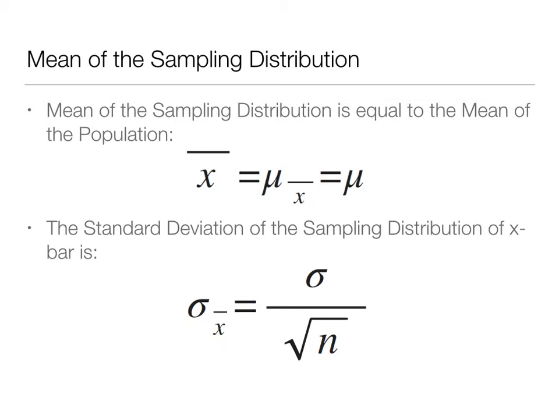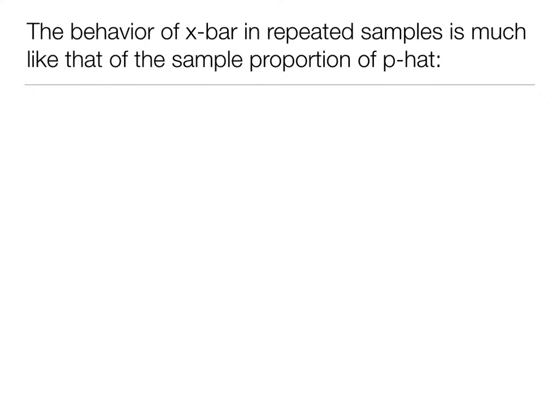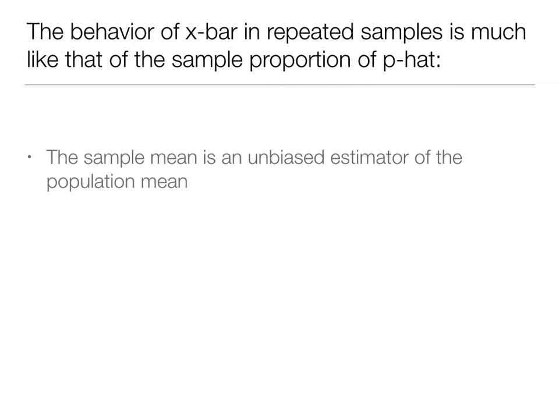Yes. Go Wildcats. The behavior of x bar in repeated samples is much like that of the sample proportion p hat. So a lot of the things that we saw yesterday with the sample proportion, it sounds like deja vu. If you don't know what deja vu is, go ask Miss Taylor. But anyways, like the sample proportion, the sample mean is an unbiased estimator. So that means the average of the sample means is the population mean.